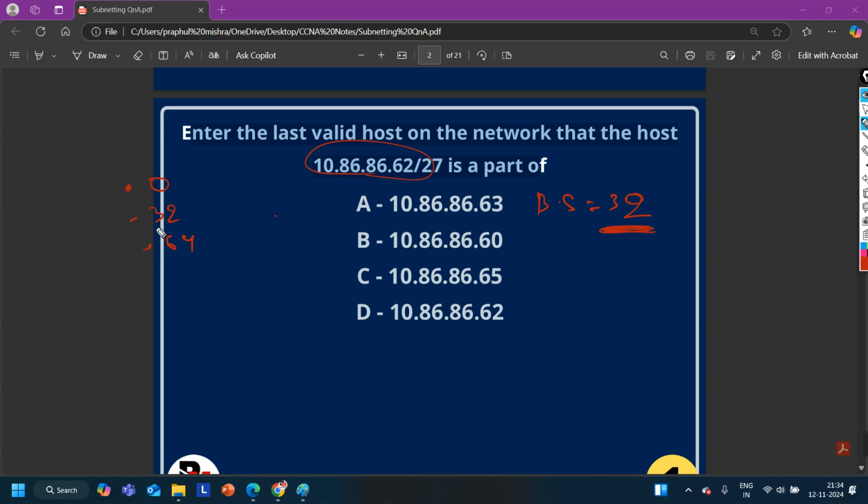Sorry, 32. 64 is the next. See this network and this network. So this IP address belongs to which network? This network, correct. Now tell me the last IP address of this network. 63, but it is asking for the valid one. So the answer is 62. D.